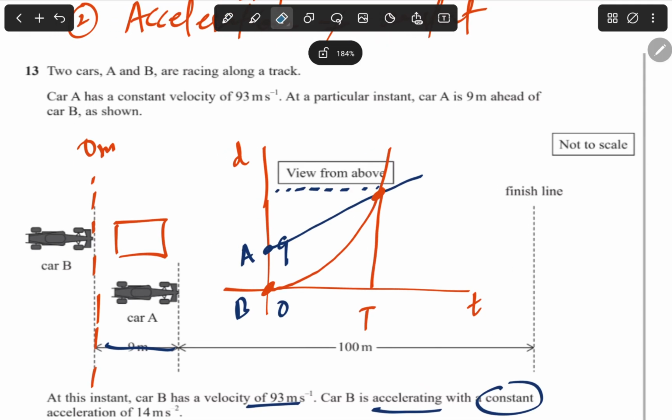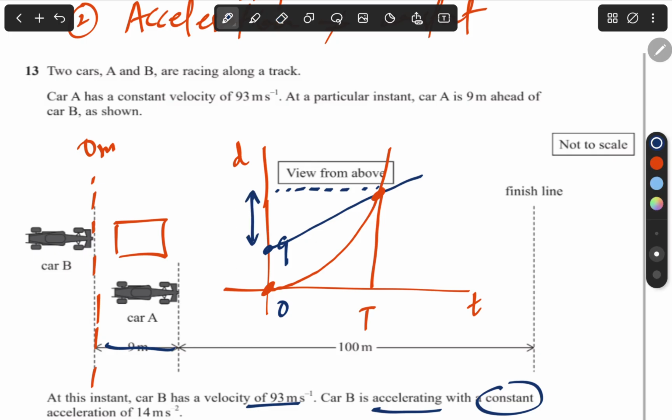So this is the distance traveled by car B, and this is 9 meters. This entire thing, or maybe my bad, this is the distance traveled by car A. This is 9 meters, and this is the distance traveled by car B. See that? Car B traveled this much distance, whereas car A only traveled this distance. So look, 9 meters more always. SB is SA plus 9, right?